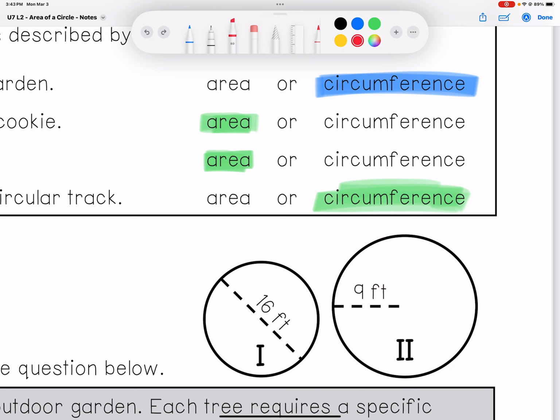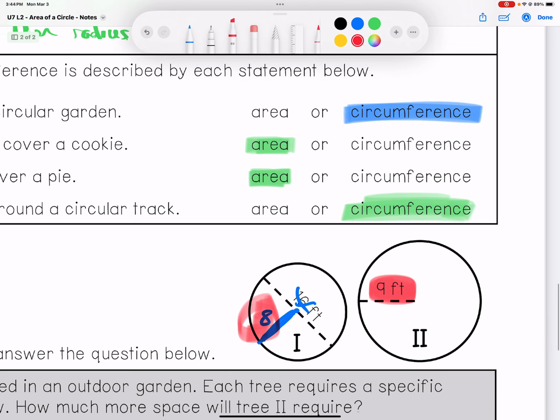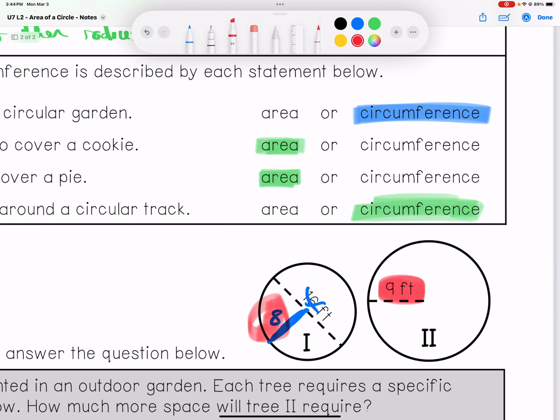Now, to find the area, we need the radius. Well, we already have the radius of that one, but we don't have the radius of the other one. If the diameter is 18, the radius is 9. Okay? So now we have the radius, and it's 9. So one of them has a radius of 8. The other one has a radius of 9.